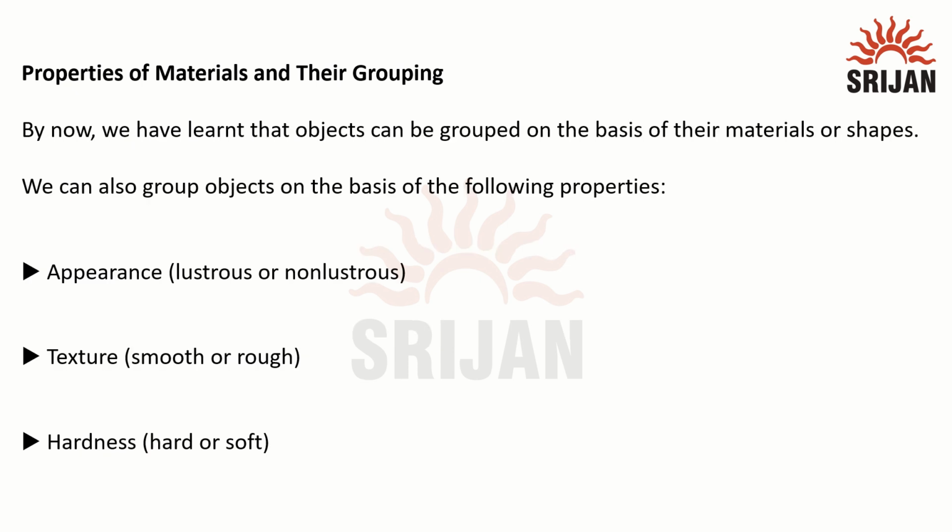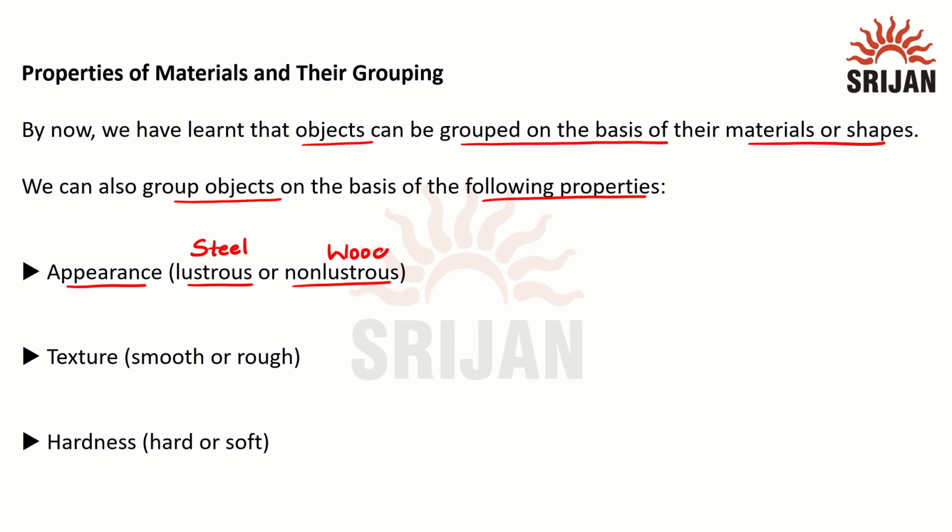Now we have learned that objects can be grouped on the basis of their materials or shapes. Now let us understand in detail how to group objects based on various properties. First property is appearance, that is whether an object is lustrous or non-lustrous. That is, is it shiny or is it dull? For example, steel vessels and containers are very shiny, diamond is shiny. Other objects like wood are not lustrous in nature.